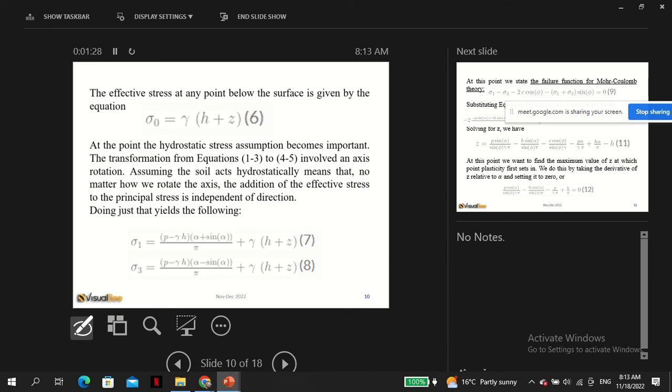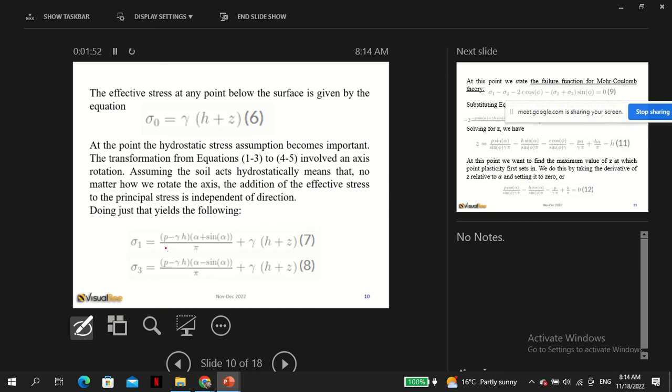Now, assuming the soil acts hydrostatically, that means the pressure is the same, horizontal and vertical are the same, which means that no matter how we rotate the axis, the addition of effective stress to the principal stress is independent of direction. So if we add effective stresses, it doesn't matter the direction.